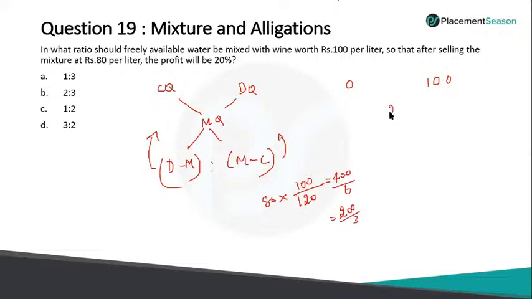So if I allocate this 200 by 3, which is my mean quantity, the cost price, if I mix this at a cost price of 200 by 3, the dearer minus mean is 100 minus 200 by 3. So 300 minus 200 is 100, so 100 by 3. This ratio is to 200 by 3 minus 0, which is 200 by 3. So you can equally compare, it is 1:2. So I am mixing in a 1:2 ratio. That's it. Option C. Okay, guys.